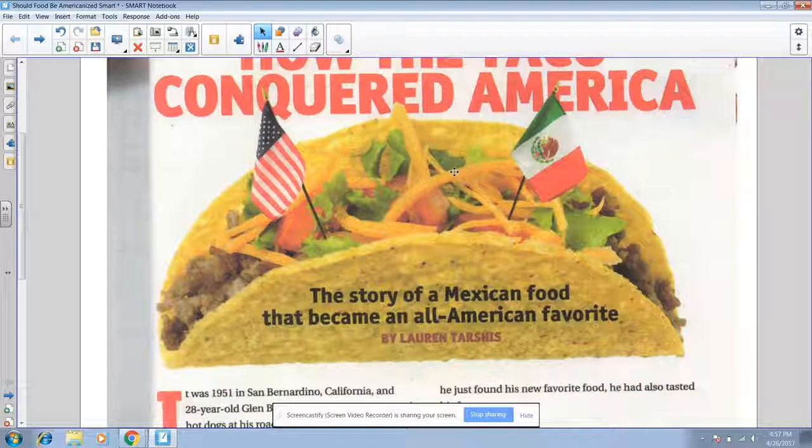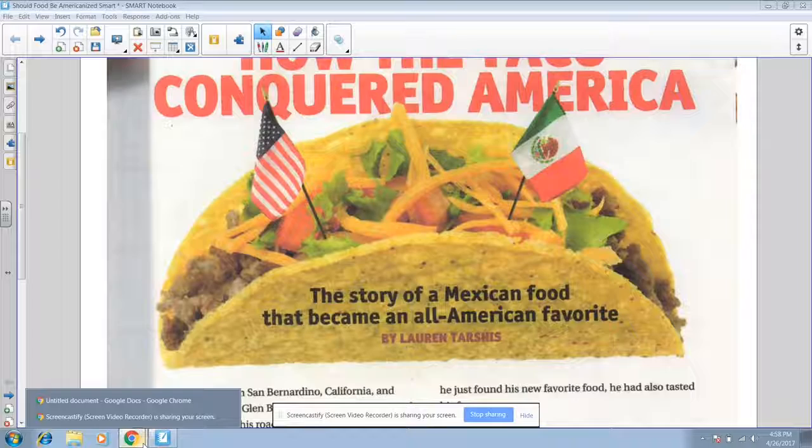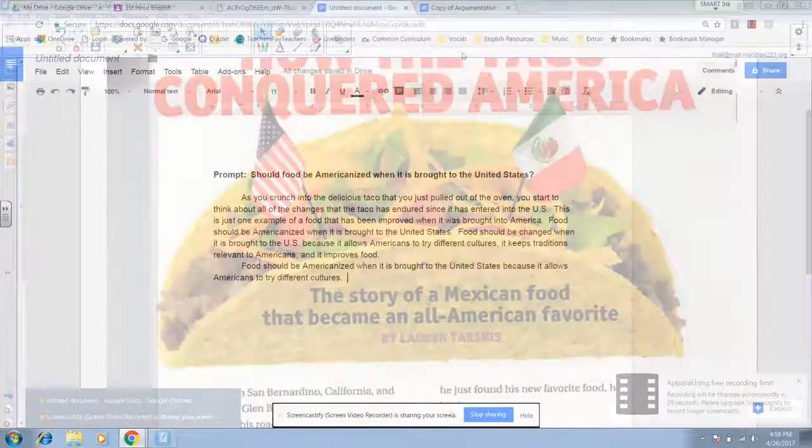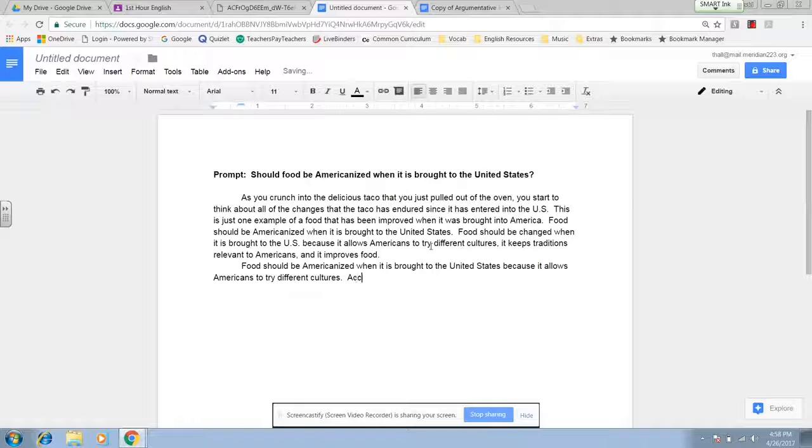When I list the author, remember I have to give the author's last name. I can't just use a first name because there's all kinds of Laurens. In fact, there's 2 Laurens in 6th grade, but there's all kinds of Laurens in the world. But Tarshish is a very unique name, and most people's last names are very unique, and that allows a reader to look up your author if they want to get more information. So I'm going to put something like according to Tarshish, and basically I can paraphrase what I underlined by saying Americans were reluctant to try the taco before Bell Americanized it.